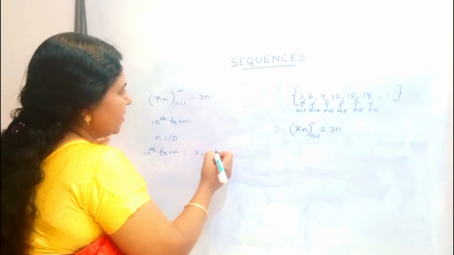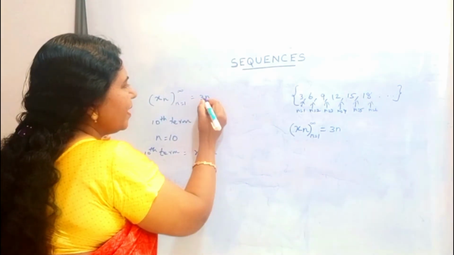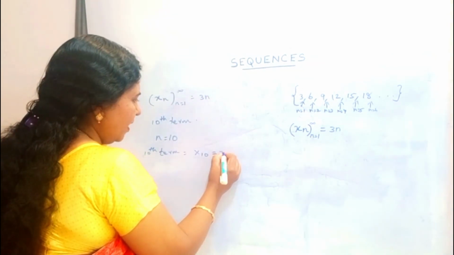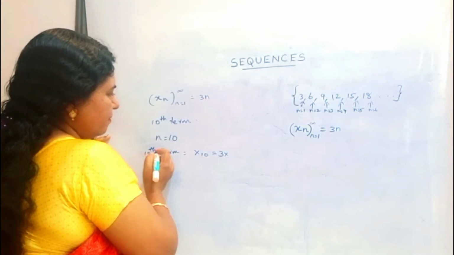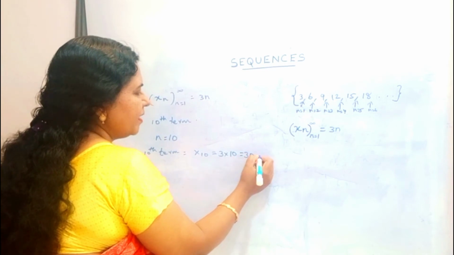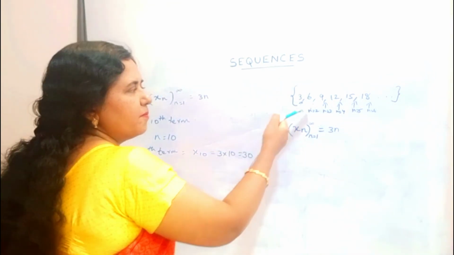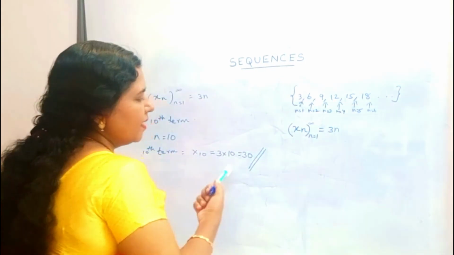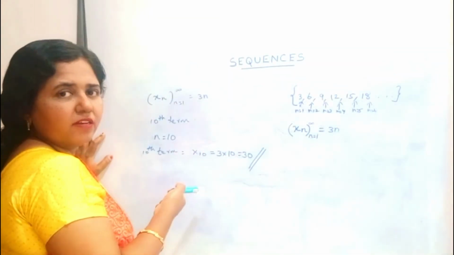So, x10 is equal to 3 into n. So, 3 into the value of n is 10. So, 3 into 10, it is equal to 30. So, the 10th term of this sequence is 30. So, we can easily find out in this way.